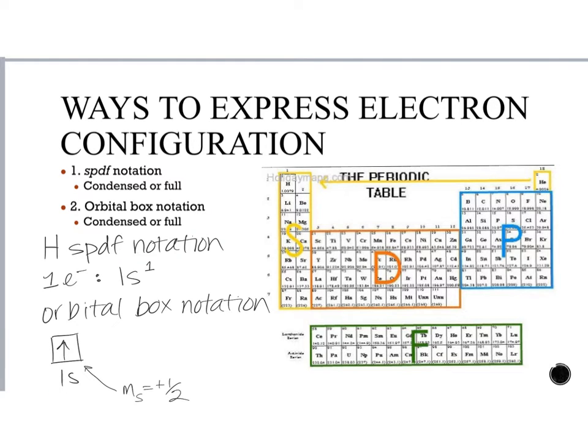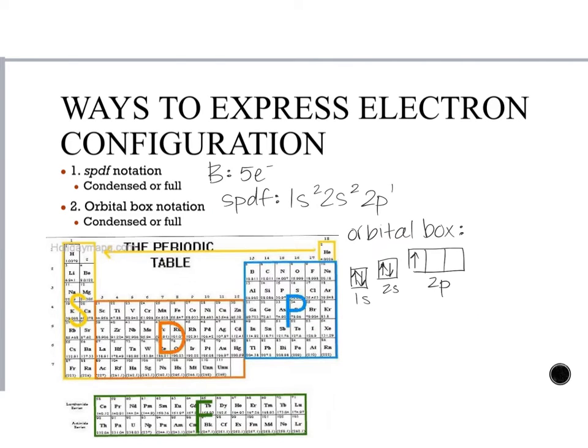Okay, let's do something a little bit more complicated. Let's look at boron. Go ahead and pause and see if you can follow this pattern to write the SPDF in orbital box notation for boron. This would be the SPDF in orbital box notation for boron. So where we start is we determine the number of electrons. Boron has 1, 2, 3, 4, 5 electrons. We start filling those electrons from the lowest energy level into the highest.